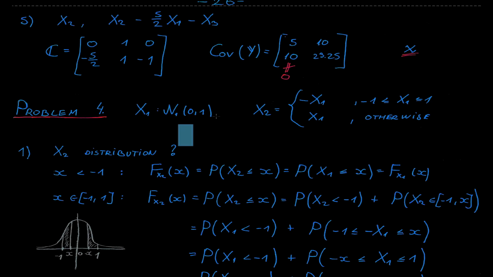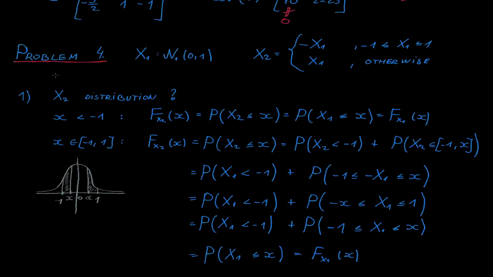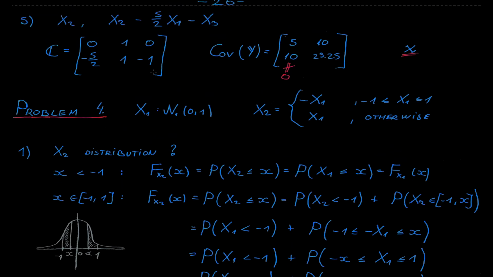So if every linear combination has a univariate normal distribution, then the vector has a multivariate normal distribution. Again, this has to be a non-zero linear combination. If you put every constant to be 0, then obviously you get 0.